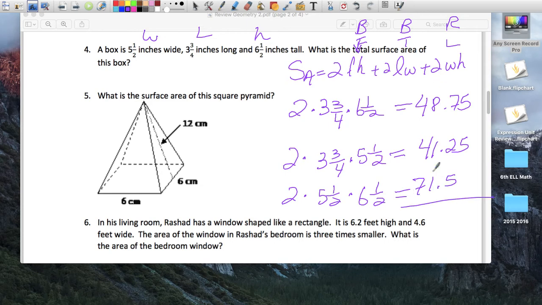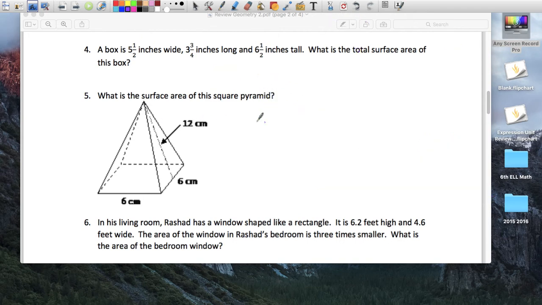Okay, so now we have to add all three. So we get 71.5 plus 41.25 plus 48.75. That's going to give us 161.5 inches. Because we're finding area, it's going to be squared. So there are 161 of these little squares that cover this particular prism. Okay, 0.5 actually.